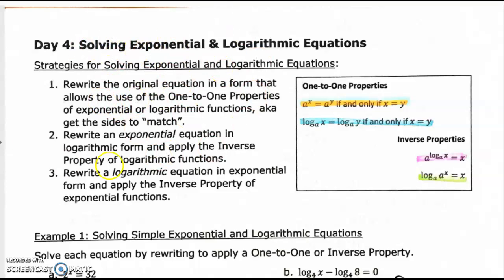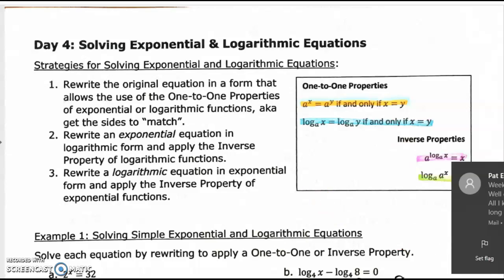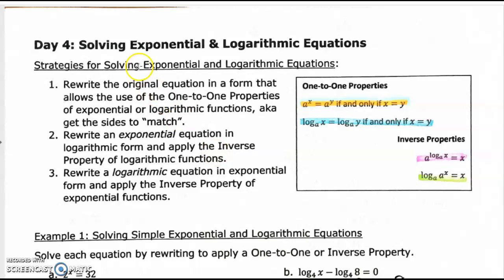So the first thing that we need to do is to keep in mind our properties for exponentials and logarithms, as well as always keeping in mind that we want to isolate our exponential or logarithm, or get them to match. Those are our two goals. We either want the two sides to match in terms of bases, or we want to isolate an exponential or a logarithm in order to solve it.